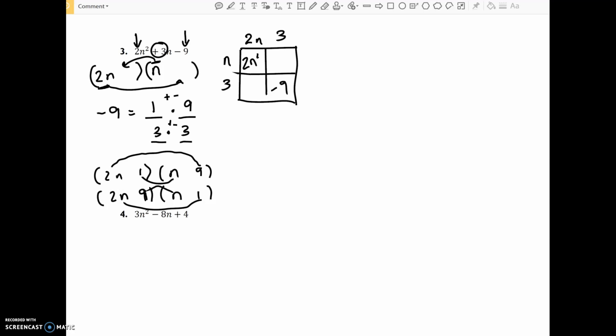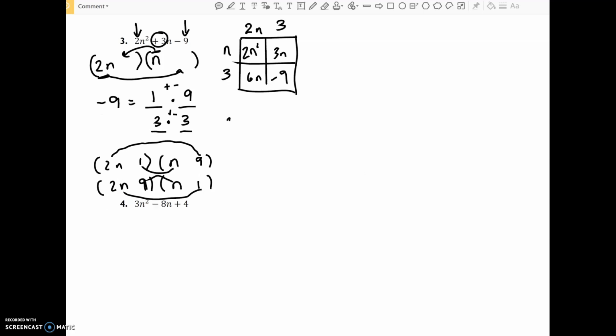Now, you got to figure out which one needs to be the positive, which one needs to be the negative. 2 times 3n is 6n. Or maybe I go back to our factor looking and put the 3's in there. We have this 2n times 3. We have this 3 times n. So we're going to have a 6n and a 3n. We want a positive, so the bigger number has to be positive. So the thing that gets 6 needs to be positive. The thing that's smaller is going to be negative. So there's our factoring. 2n minus 3, n plus 3.